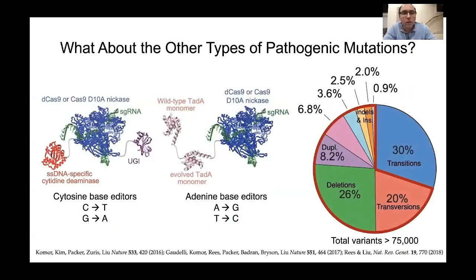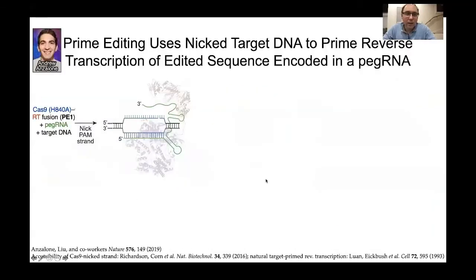Base editors can correct the largest individual pie slice of human disease mutations, but there are many other terrible diseases that are caused by other kinds of mutations, not least of which the 508del CFTR allele, that's the most common disease-causing one in cystic fibrosis. In order to enable more efficient editing in these models, my lab mate Andrew developed a new strategy called prime editing.